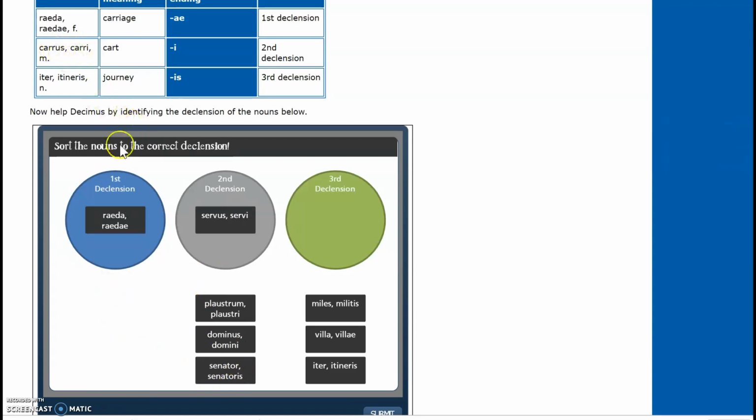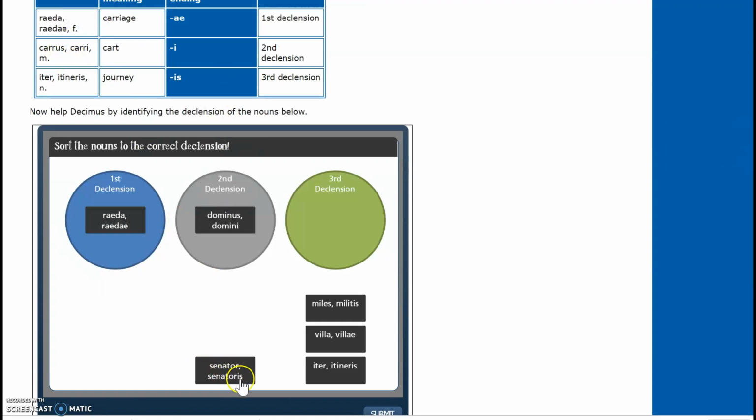Just a note about the second declension, notice this word right here, plaustrum, plaustri. It does not match the US up here, and we're going to talk more about that later. But look at the genitive form. It ends in an I, and the rule is that second declension ends in an I. So that is a second declension noun. Dominus, that fits the pattern. Okay, so we're going to drop it there.